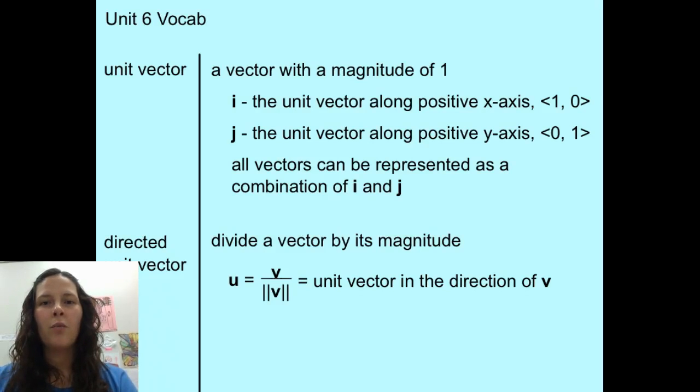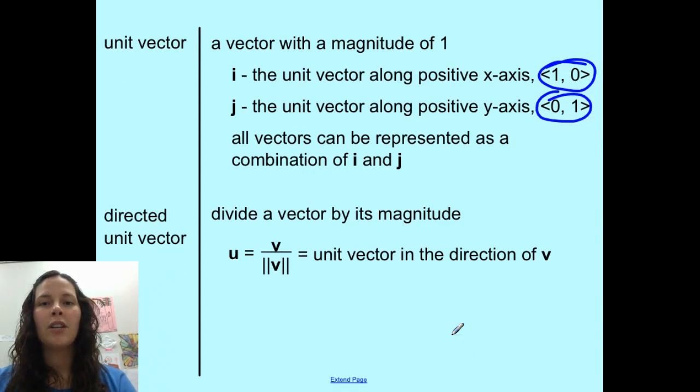The next topic we're going to look at for vectors are what are called unit vectors. So these are vectors that have a magnitude of 1, and two really important unit vectors that we use are the unit vectors along the positive x and the positive y axis. i has a component form of ⟨1, 0⟩, and j has a component form of ⟨0, 1⟩.